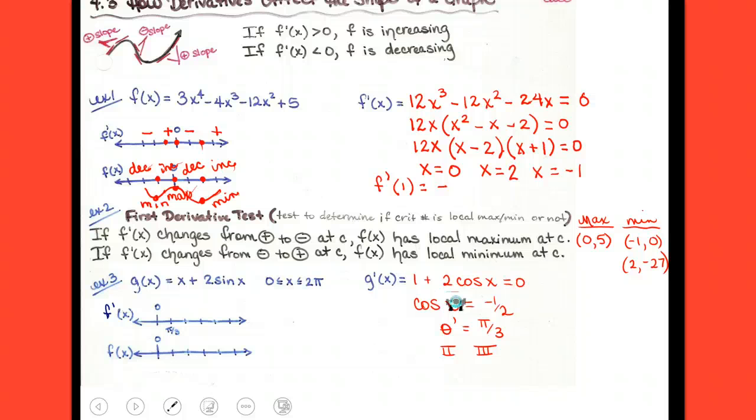So I'm going to give the second quadrant pi over 3, which is 2 pi over 3. And I'm going to give the third quadrant pi over 3, which is 4 pi over 3, right? So those are going to be my 2 critical numbers.